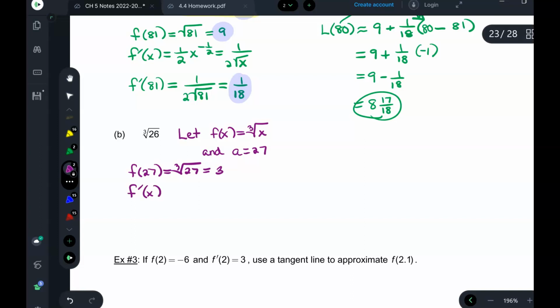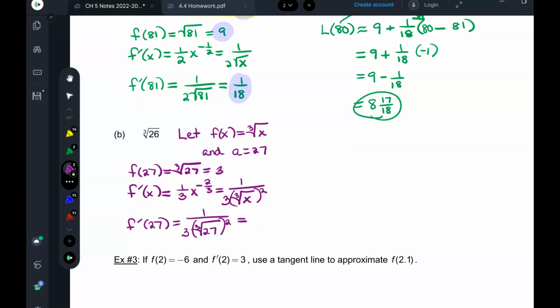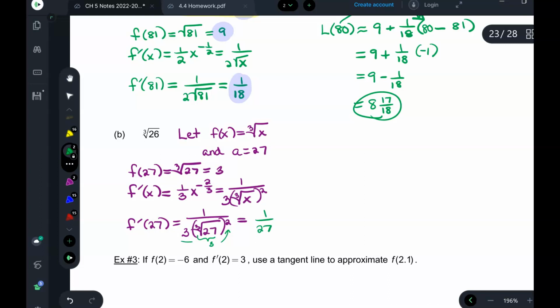And next we want to find the derivative, so we can find the slope. So it's going to be 1/3 x to the -2/3, or 1/3 cube root of x squared. Let's plug in 27. So I have 1/3 cube root of 27 squared. Well, cube root of 27 is 3. Squared is 9, times 3, 27.